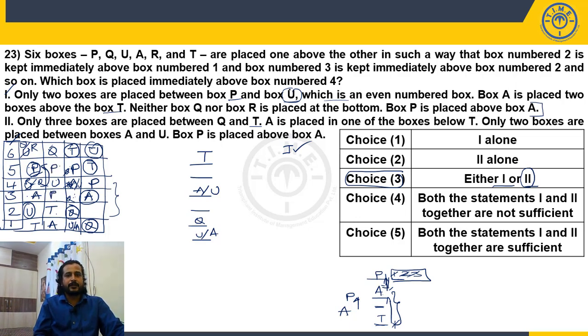What is the question? Which box is placed immediately above box number 4? It is box number 4. With respect to this, T will be here. With respect to this, P will be here. With respect to this, it can be P or R. So I have multiple answers. So can I say that 2 alone is sufficient? No. So what is my answer? Choice 1 only. So only 1 alone is sufficient. Choice 1. Clear? Okay.